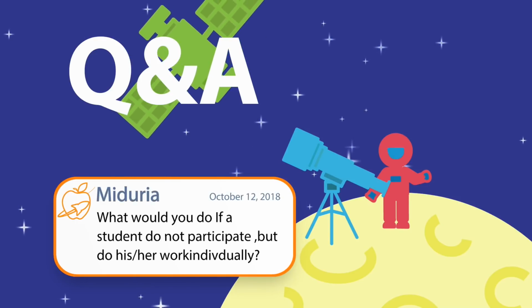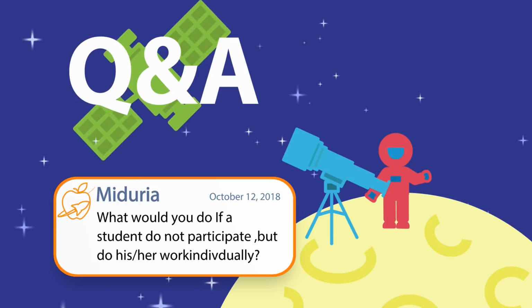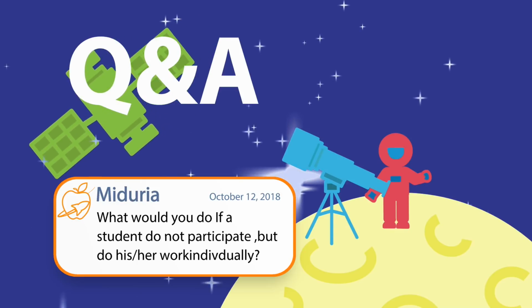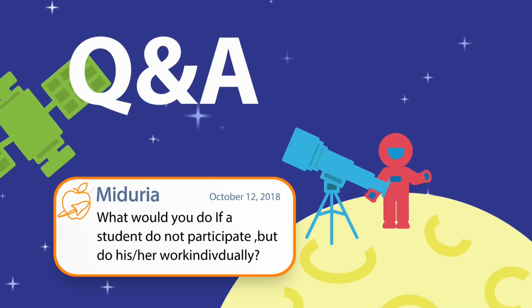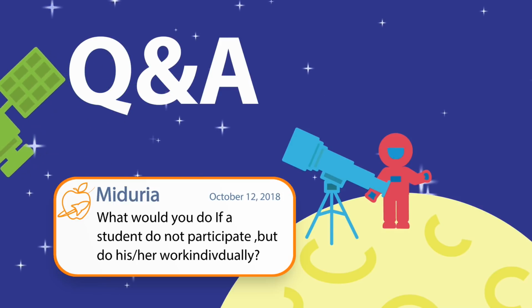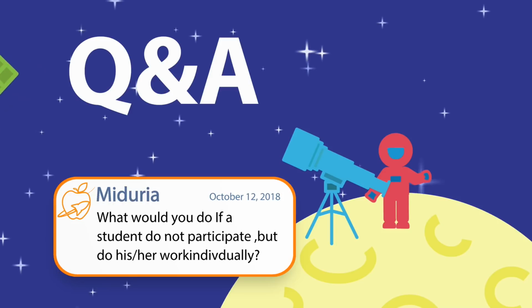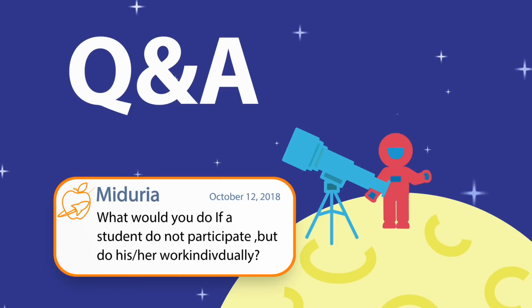All right, Kyle, our final question today comes from Midoriya. What would you do if a student doesn't participate, but they do their work individually? So thank you for this question. What I'm gathering is that you're asking what type of grade you should give them for participation. Maybe they're a quiet student or shy or don't particularly like working in groups or something of that nature. So participation can really vary.